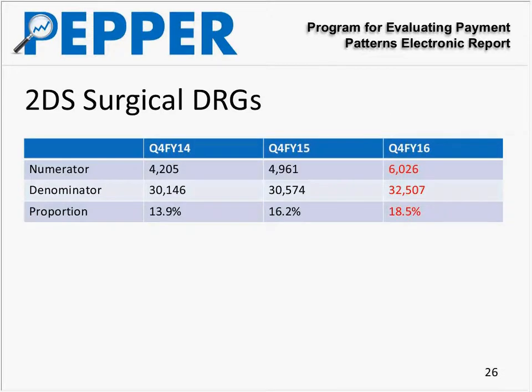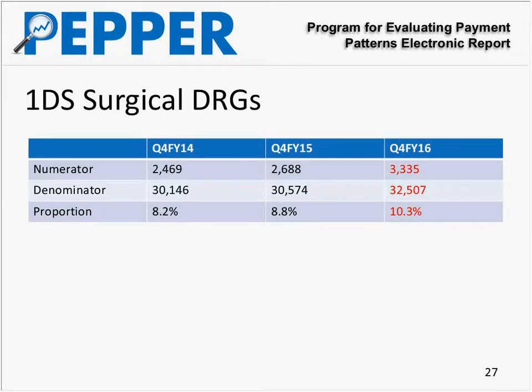2-day stays for surgical DRGs, there was an increase, a fairly significant one in the numerator, a smaller increase in the denominator, for a fairly significant increase in the overall average, the overall proportion. And 1-day stays for surgical DRGs, also increases there. So do keep these changes, these national level changes in mind. You may see similar reflections in your PEPR as you are looking at your hospital statistics.